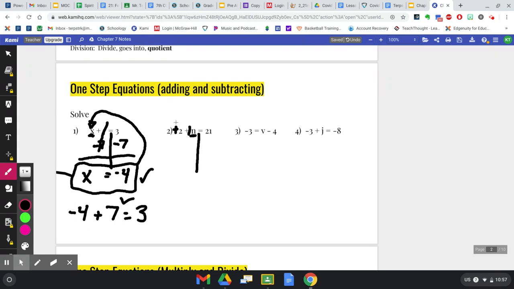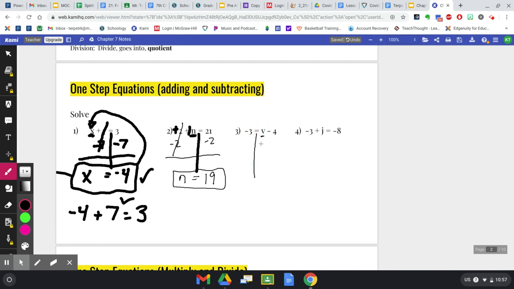So to inverse a positive 2, I have to subtract 2 from both sides, right? Positive 2 minus 2 cancels. I'm left with my variable n. 21 minus 2 equals 19. Right? And a lot of you might have been able to look at that and say 2 plus what equals 21? Well, I know 2 plus 19 equals 21. So that must be the solution.